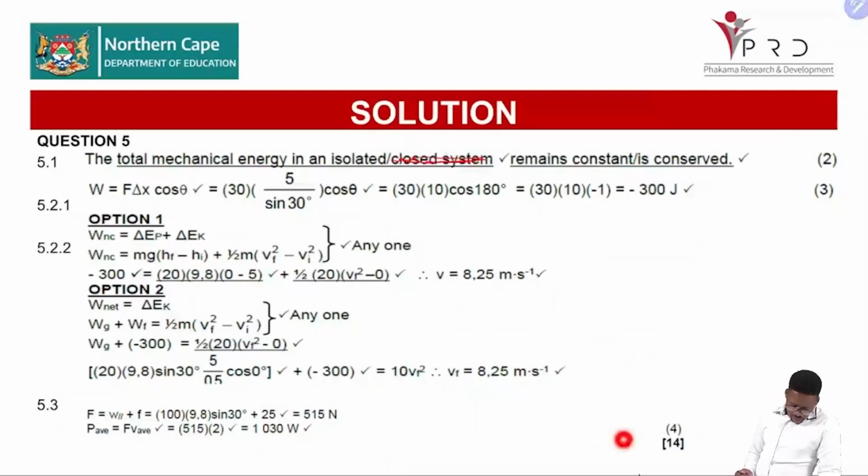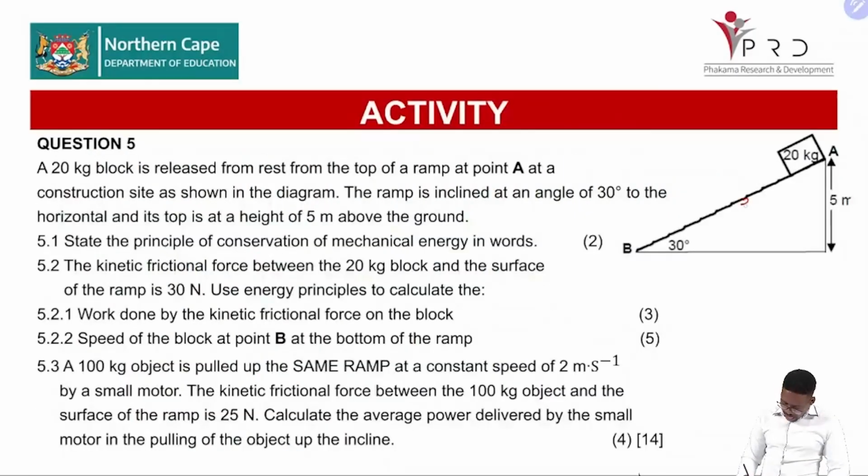5.2. The kinetic frictional force between the 20 kg block and the surface is 30 newtons. Use the energy principles to calculate the work done by the kinetic friction. So there, you can have the work done by kinetic friction is equal to frictional force multiplied by displacement cos theta. Because we were not given the displacement, we can get the displacement by using trig ratios.